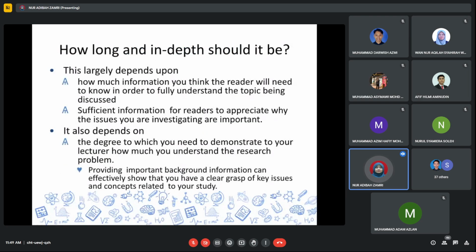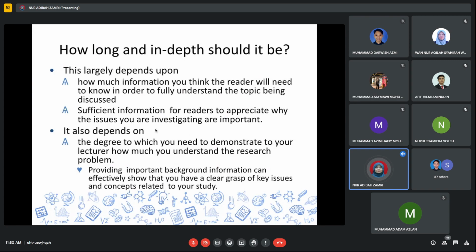Okay, so how long and in depth should it be? This largely depends upon how much information you think the reader will need to know in order to fully understand the topic being discussed. Next, sufficient information for readers to appreciate why the issues you are investigating are important.